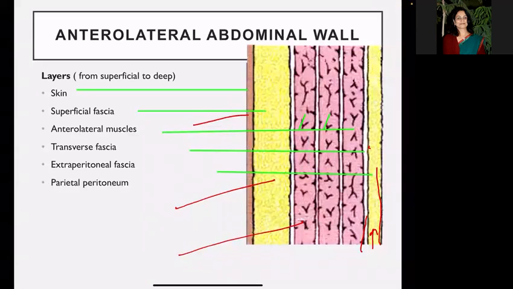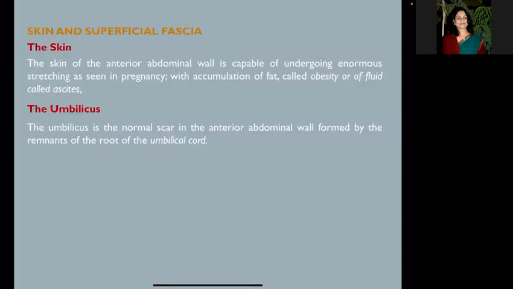About the skin. The skin of the anterior abdominal wall, as I told you, undergoes enormous stretching, as seen in accumulation of fat, which occurs in obesity, or accumulation of fluid, which occurs in ascites. Fluid is accumulated inside the peritoneal cavity, and this condition is called ascites, or in pregnancy also.